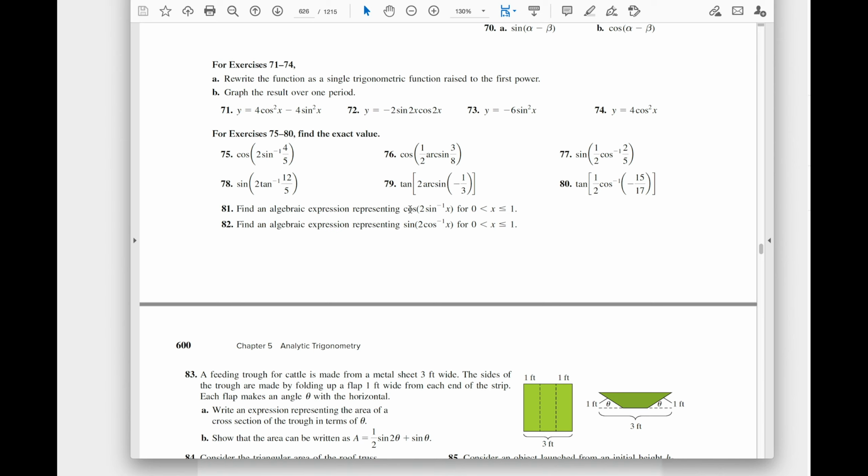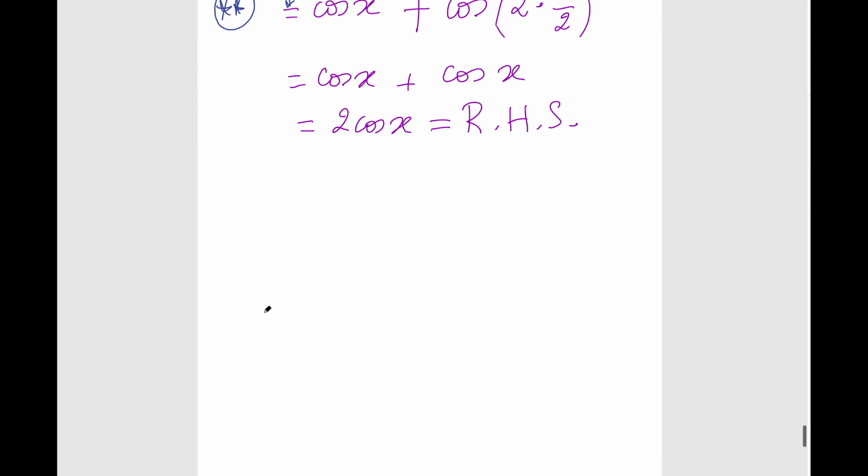How about a problem here, like 82? Find an algebraic expression representing sine of 2 cosine inverse of x for x between 0 and 1. Okay, so 82.